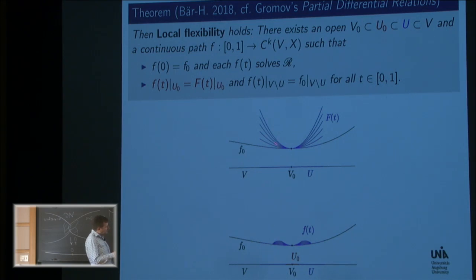In this given situation, we find a smaller subset U0 of V0 such that we have a global deformation of our solution all over V. And in V0, it's the given local deformation. Outside of U, we stay constant. And then we have a certain interpolation region, which is indicated by that picture here. And the point is that we can extend this deformation in such a way that we stay in the given relation. And already this picture is quite interesting when you think about it.